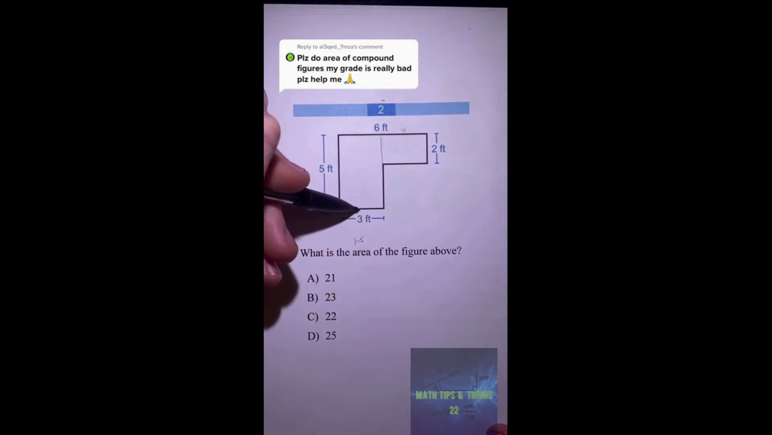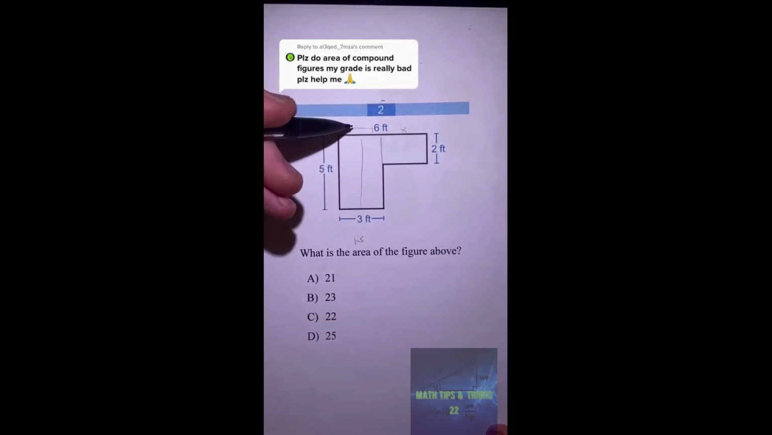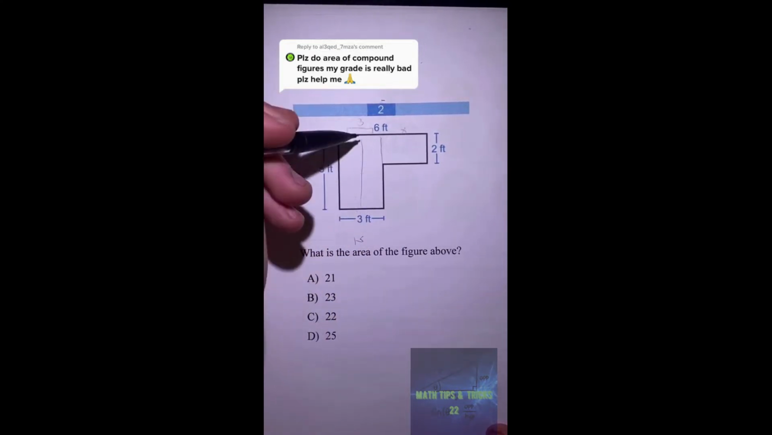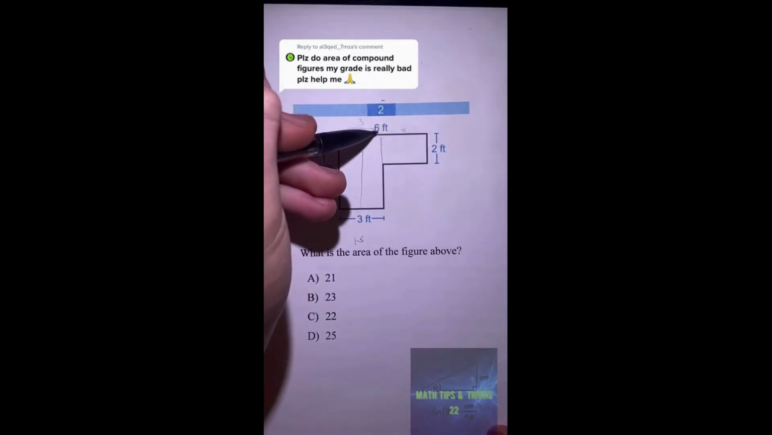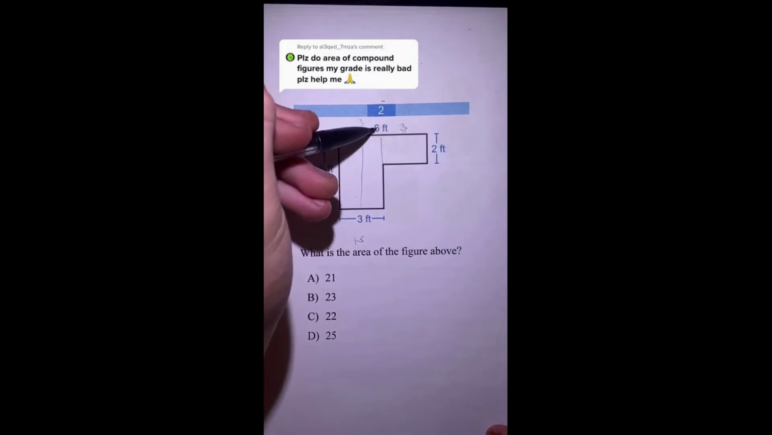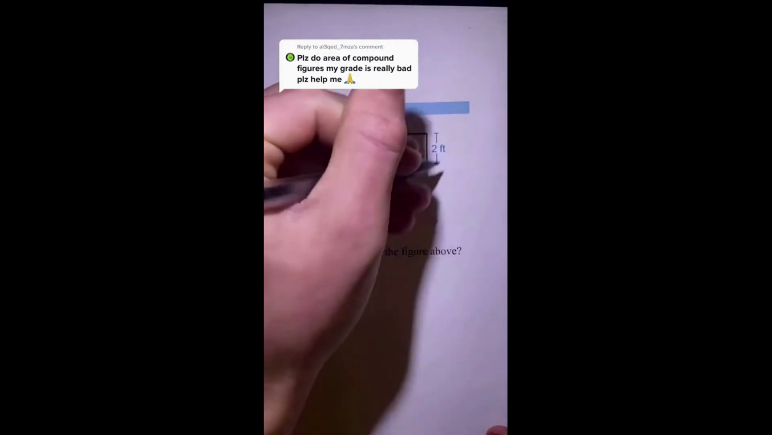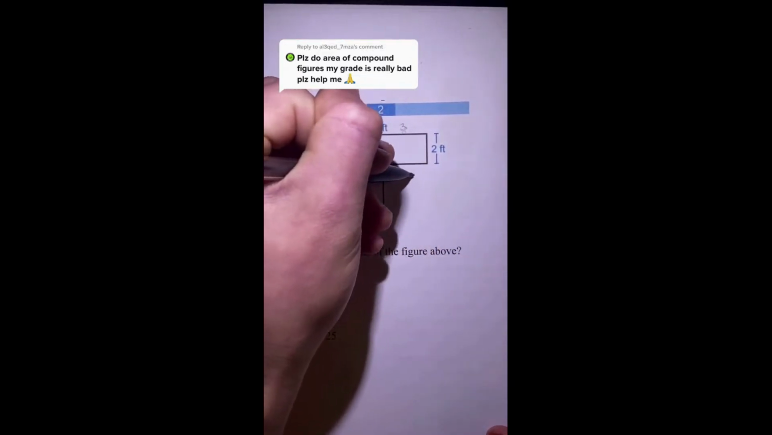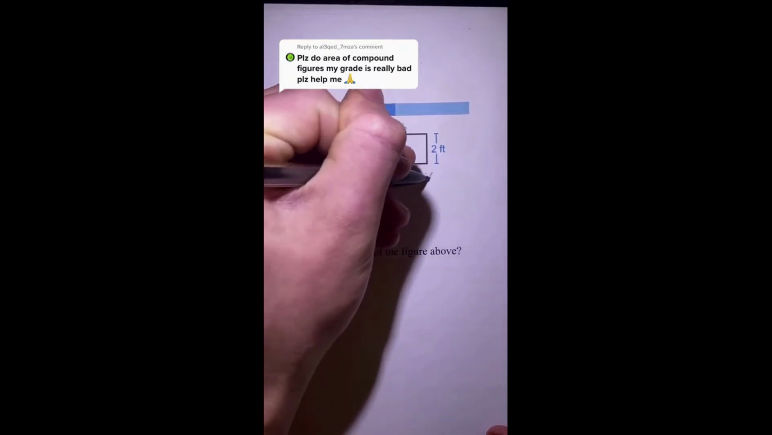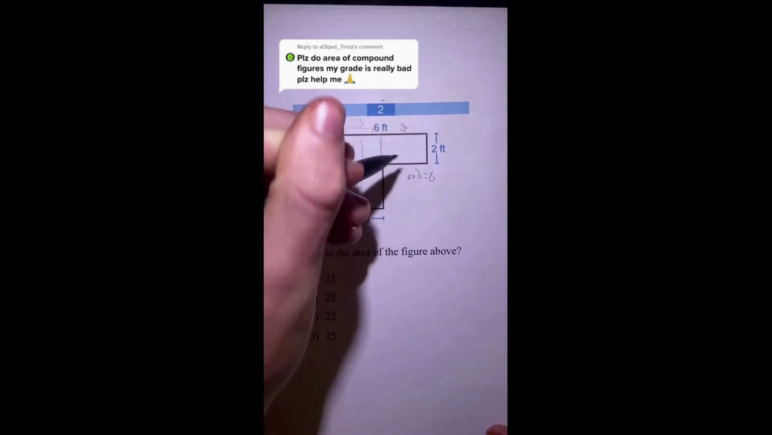So we can transfer this 3 feet here, so we know that this is also 3, because in a rectangle these sides are equal. And if this is 6 feet, and this is 3 feet, the other side must be 3 feet, because it has to add up to 6. So this is 2 by 3. So we can multiply 2 times 3 to get the area of this rectangle. That's equal to 6. And we can add the areas. 15 plus 6 is just 21. So we can choose A.